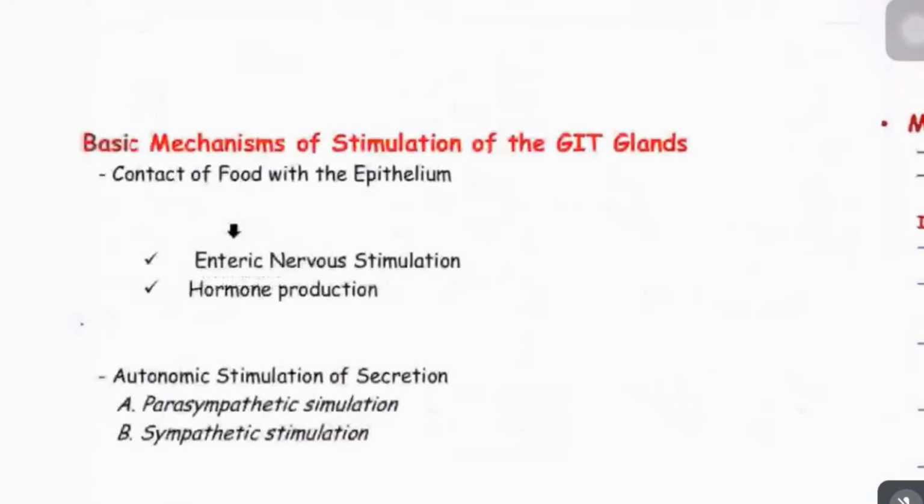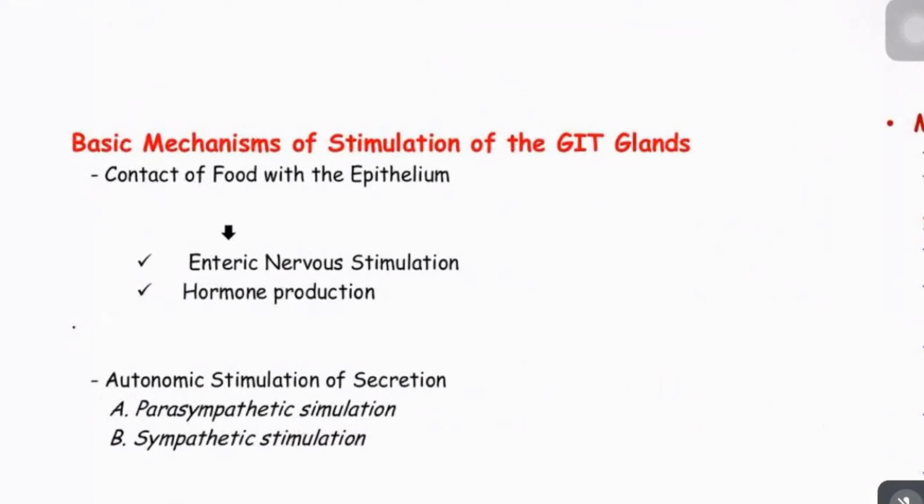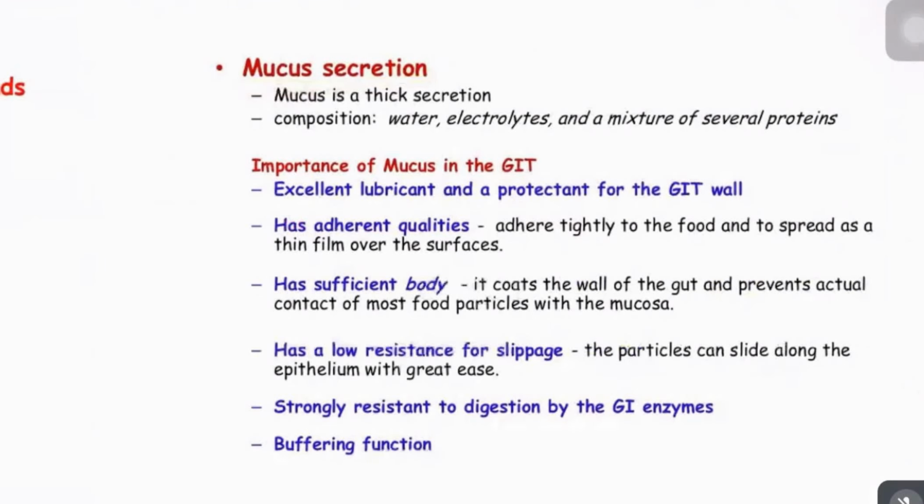Your basic mechanisms of stimulation of GI glands: contact of food with the epithelium, then enteric nervous system stimulation and hormone production, and autonomic stimulation of secretion, through parasympathetic and sympathetic stimulation. Mucus secretion is a thick secretion composed of water, electrolytes, and a mixture of several proteins. The importance of mucus in the GIT is that it is an excellent lubricant and protectant of your GIT wall.